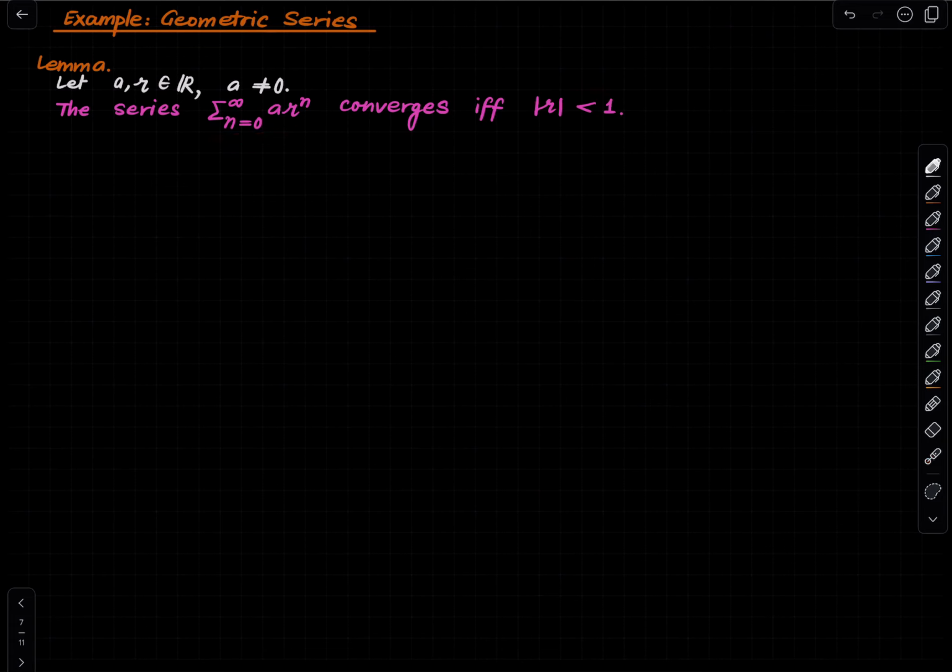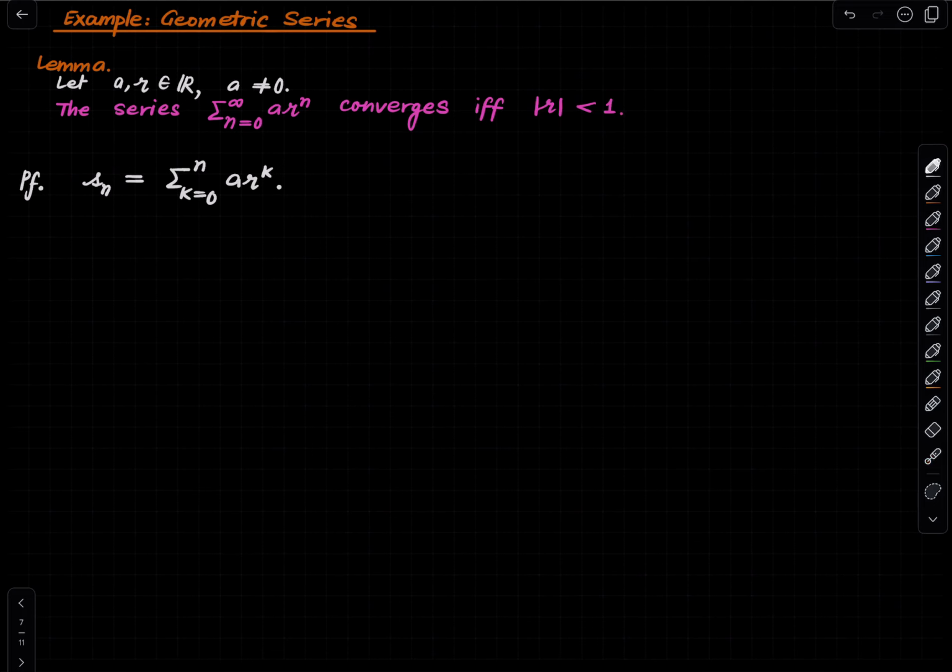But I will not do this in so much detail. So what is the nth partial sum? Let me define s_n as the sum from k equals 0 to n of ar to the power k. This is the nth partial sum. It's a sum of n plus 1 terms, not n terms, but that's okay. So that's s_n, and what do we want to do? We want to show that s_n converges if and only if this is the case.